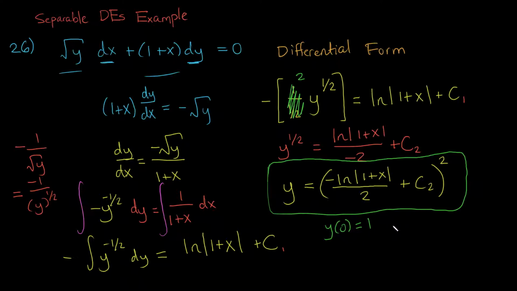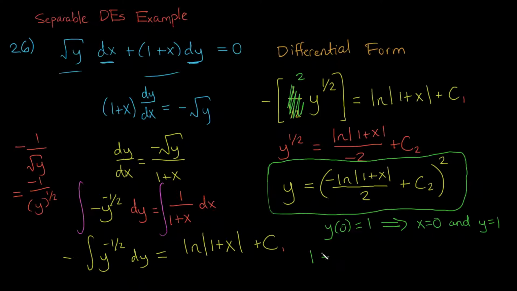So let's plug this in. What this means is if y of 0 equals 1, then x equals 0 and y equals 1. So really when x equals 0, y equals 1. So let's plug in x equals 0. Let's plug in y equals 1. Let's see if we can solve this equation. What we're going to be left with is that y is 1.